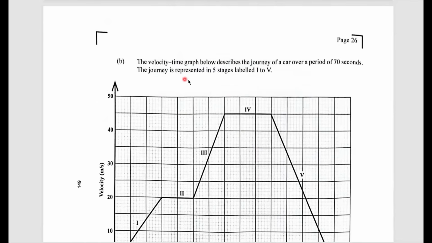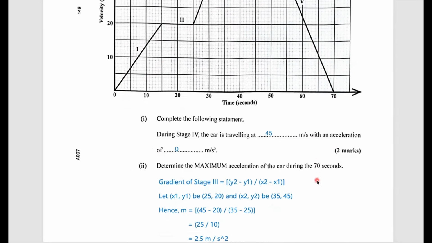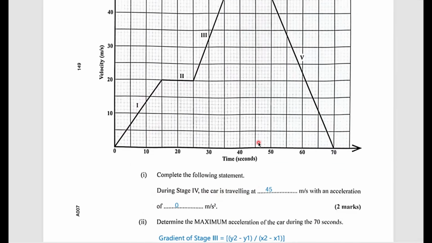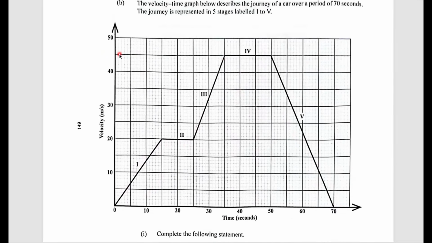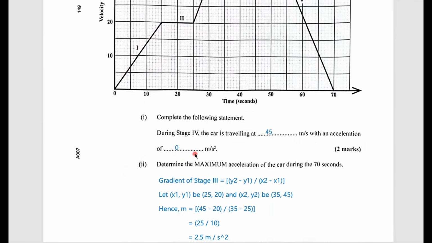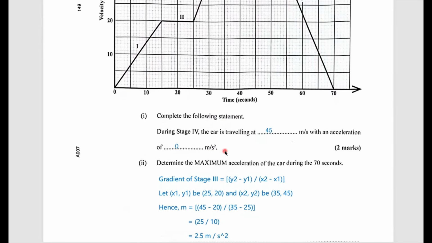Part B: a velocity-time graph describes the journey of a car over a period of 70 seconds. The journey represents 5 stages labeled 1 to 5. You could see it: acceleration, constant velocity, acceleration again, constant velocity, and then deceleration. Complete the following statement. During stage 4, the car is traveling at what? That'd be 45, right? Meters per second. Acceleration with constant velocity is 0 meters per second squared.